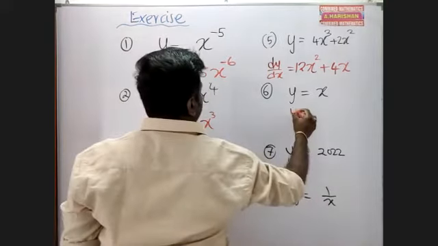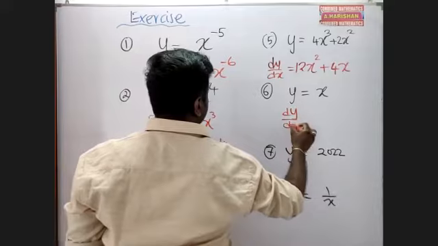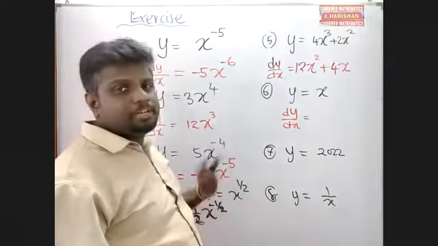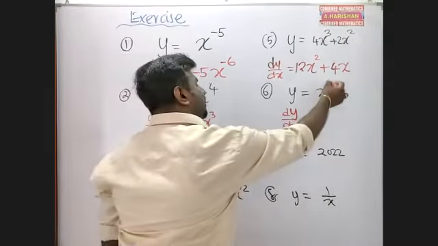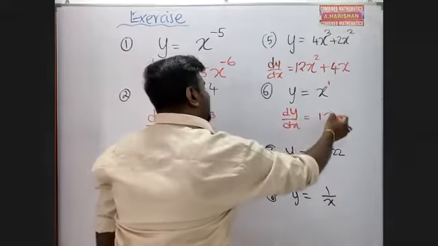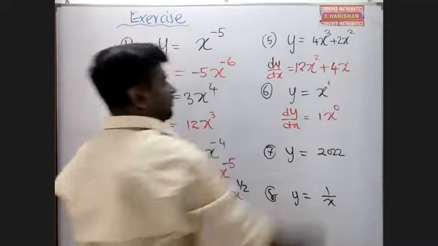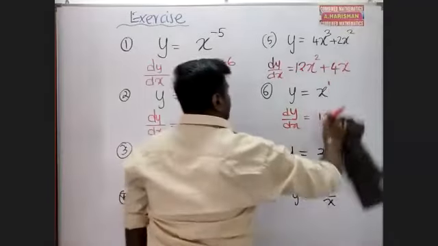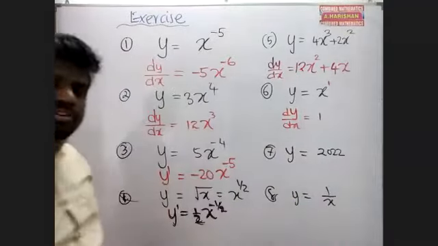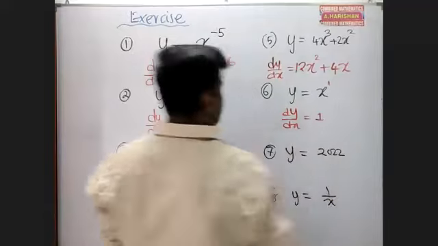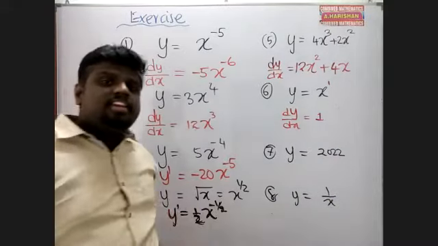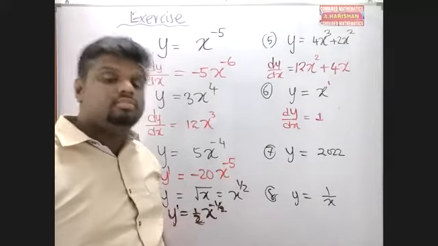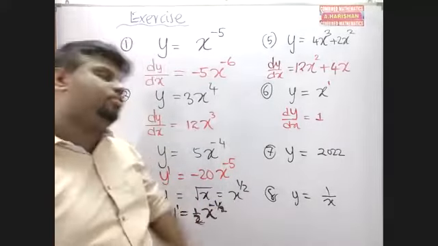Here I differentiate this dy by dx. If you differentiate x with respect to x, that is 1, because you have 1 here: put the 1, and x to the power 1 minus 1, which is 0. So x to the power 0 is 1. When we don't say x to the power 0, we say 1. If you differentiate x with respect to x, that is 1. If you differentiate y with respect to y, that is 1. If you differentiate t with respect to t, that is 1.